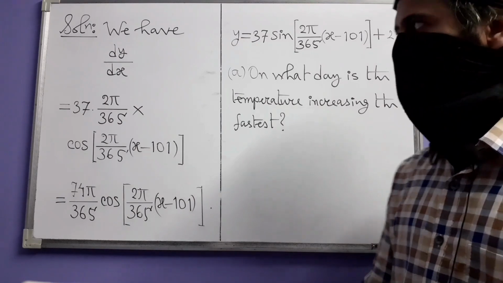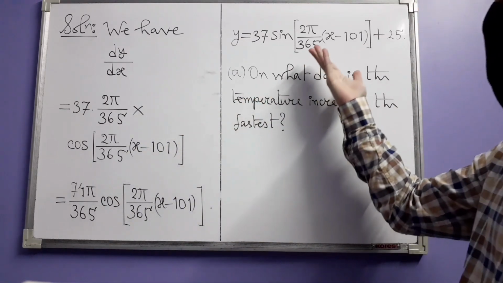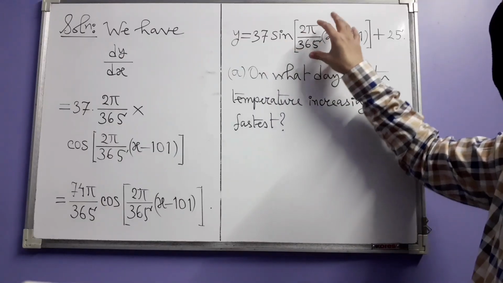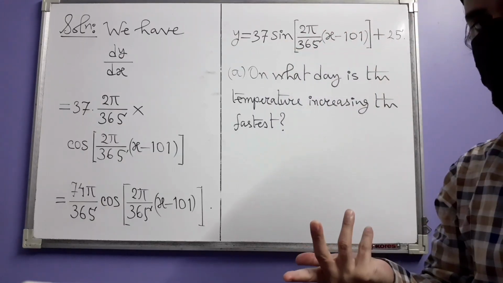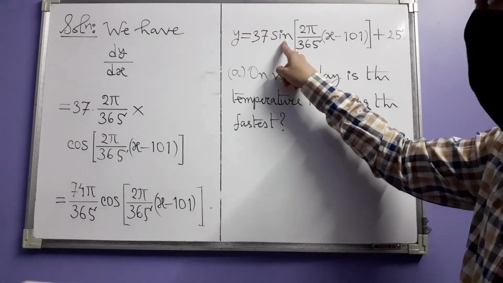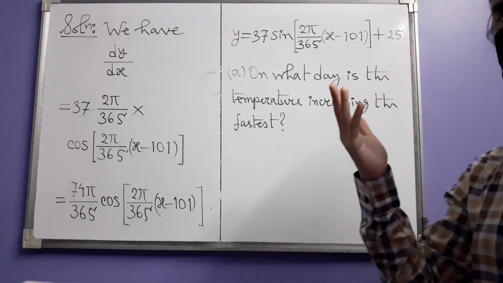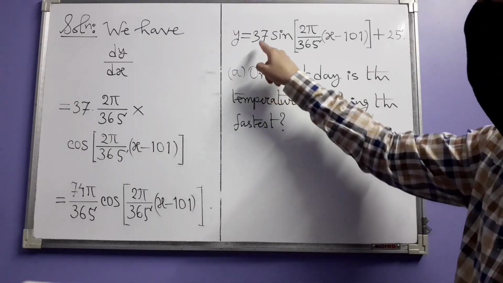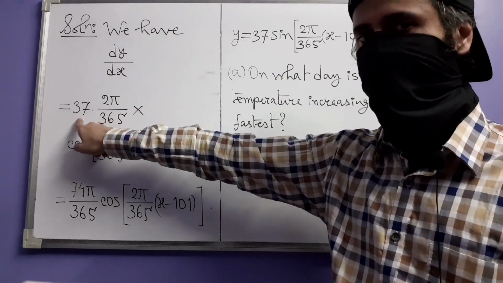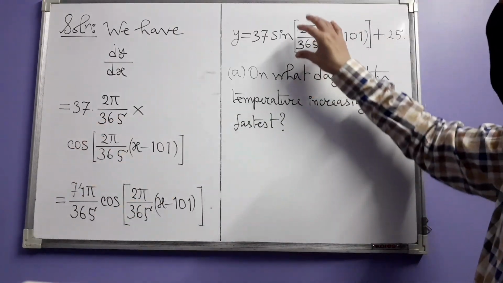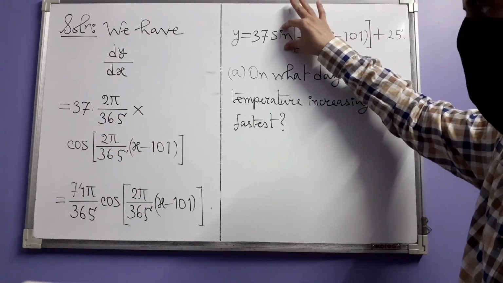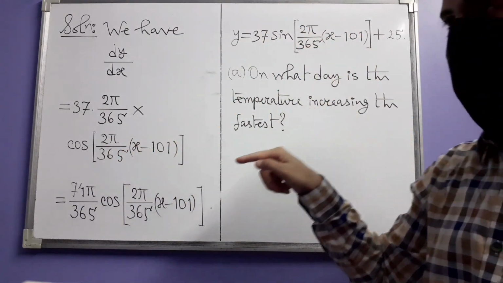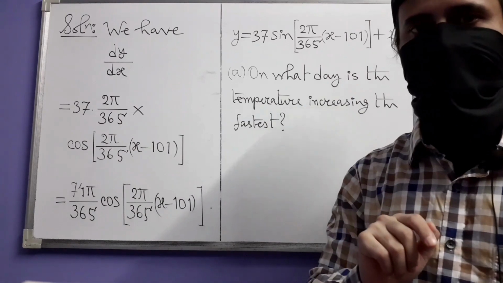So in the solution we find dy dx, and of course we have to apply the chain rule for differentiating, because inside the sine you have this inner term. So if you differentiate, this one of course is going to give you 0 because it's constant, and by the constant multiple rule 37 is going to stay outside. Now when you differentiate the outer sine term, you get cosine of the inner term, and then you have to multiply that with the derivative of the inner term.